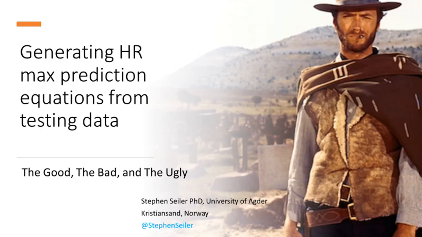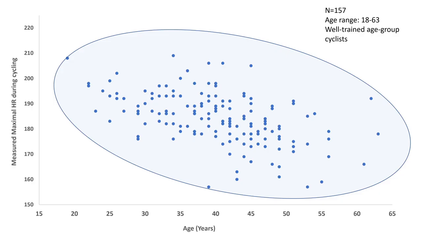Now, I have previously made a video about this issue of using prediction equations to estimate your maximum heart rate without actually testing it. So if you're unsure about that, you can go to that video. But the bottom line on that is that these equations are based on population data or large samples like this one. This is 157 cyclists that our lab has tested, ranging from 18 to 63.